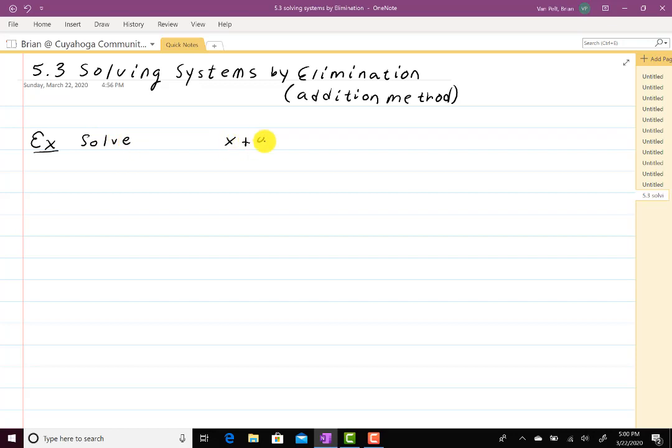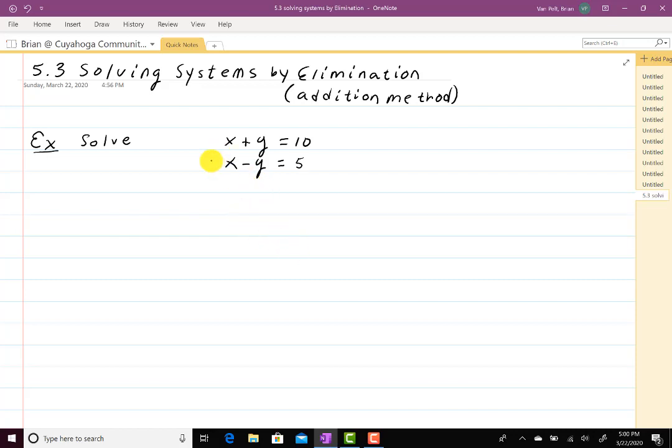x plus y equals 10, and x minus y equals 5. Now, the elimination method involves making one of these variables or unknown quantities disappear temporarily while you find the value of the other one. Watch what I mean.